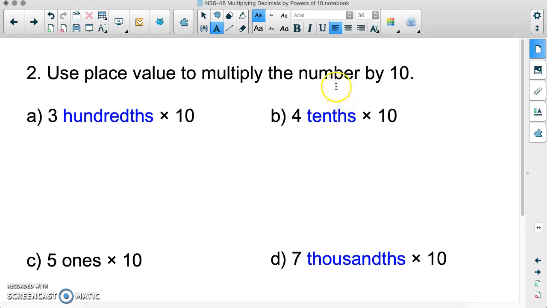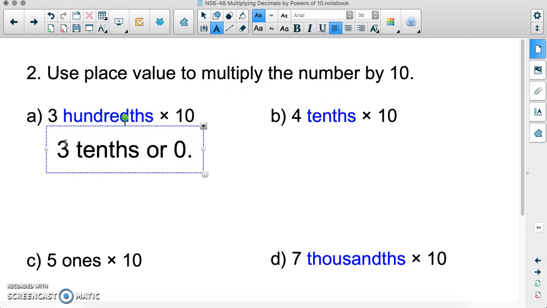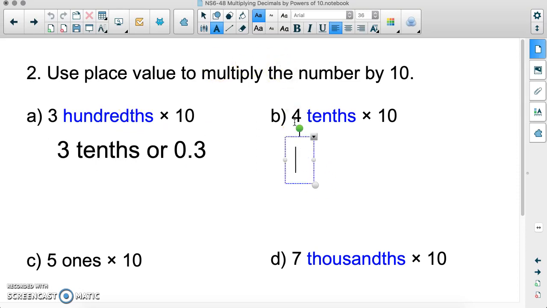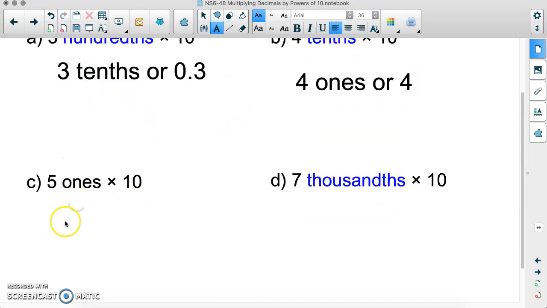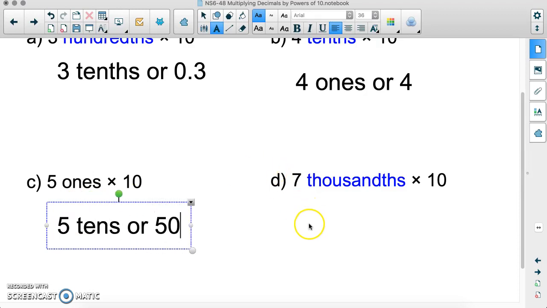Now if we have 3 hundredths and we multiply that by 10, we're going to end up with 3 tenths. Or if we're putting this into decimals, it would be 0.3. If we have 4 tenths times 10, we're going to end up with 4 ones, or we could just write the number 4. If we have 5 ones and we multiply by 10, we're going to end up with 5 tens, or we can write the number 50. 5 tens would be the same as 50.